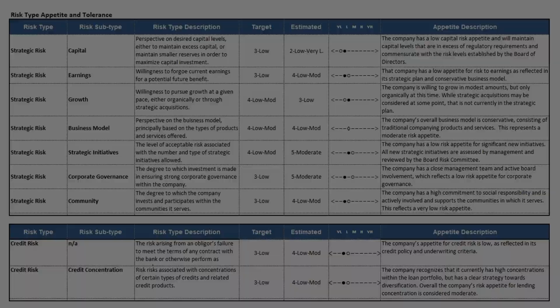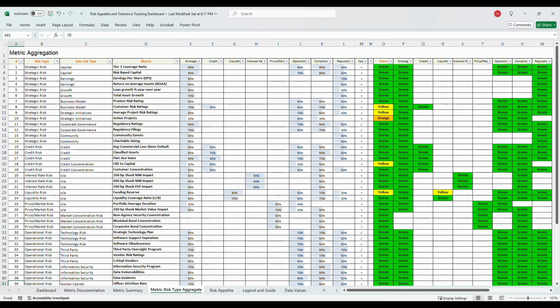Okay, and here's the last tab, and I realize this is incredibly busy, but don't worry, we're going to walk through this. And I will say that this is really focusing on deeper risk analytics. So if analytics isn't really your thing, feel free to skip through this section. So what we have here is an aggregation of all of our metrics. This is all of the metrics that are contained within our dashboard.